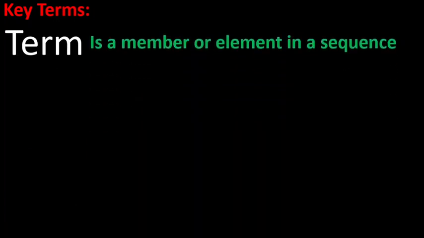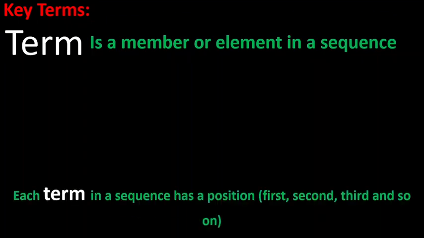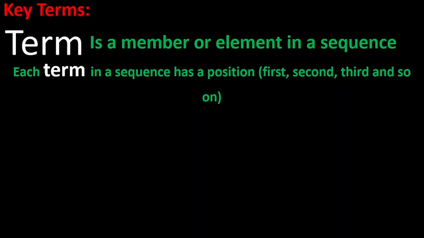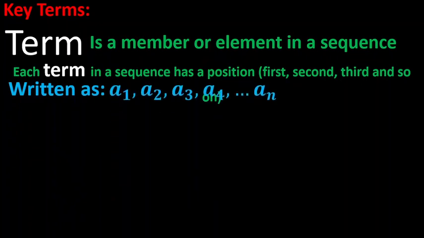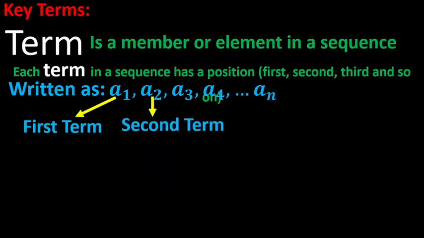Let's continue. Now, let's talk about the term. Sabi niya, a term is a member or element in a sequence. A member or element in a sequence. Each term in a sequence has a position: first term, second term, third term, and so on. Each term can be written as a sub 1, a sub 2, a sub 3, a sub 4, to a sub n. In which a sub 1 is the first term, a sub 2 is the second term, a sub 3 is the third term, a sub 4 is the fourth term, and so on.